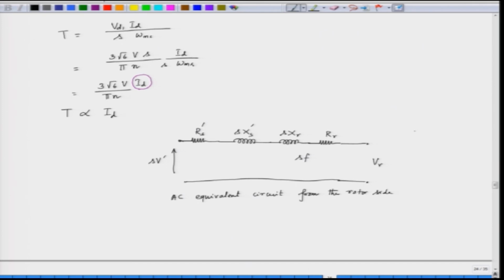So, what is R s prime? R s prime is R s divided by n square, where n is the stator to rotor turns ratio. What is X s prime? X s prime is X s by n square. So, we are referring everything from the rotor side, and this equivalent circuit will help us to find out the equivalent current in the circuit.